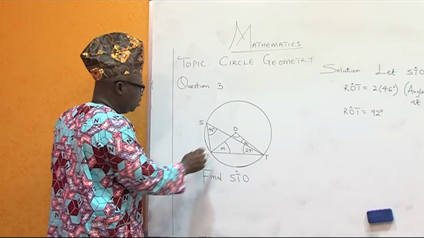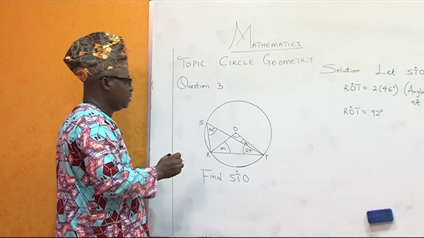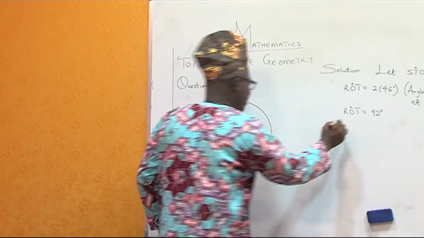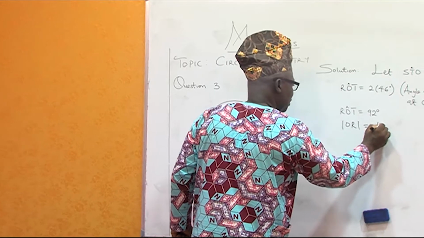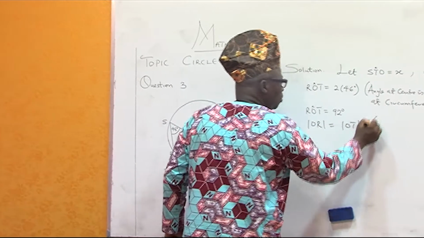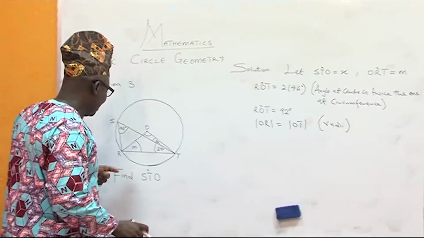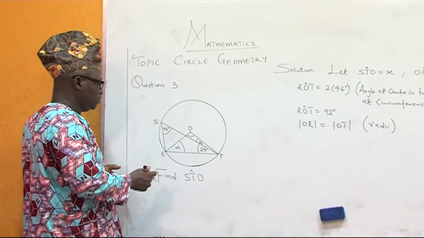in the direction of the fact that OR and OT, they are radii. That is, they are equal in length. So I'll write that OR is the same thing as OT. Both of them are radii. And that implies that we are dealing with an isosceles triangle.